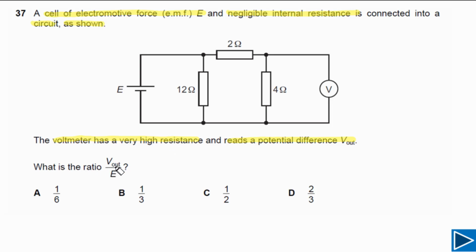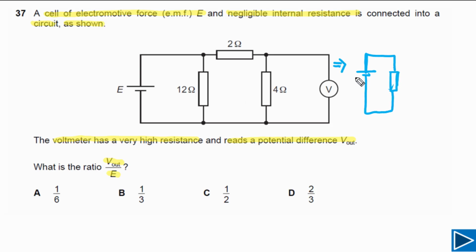We need to find the ratio between V out and E. We can answer this question using different methods. Let me explain using the simplest method. For that purpose, we need to redraw this circuit so you can see a clear picture of it. As you can see, the cell is given and there is one resistor that is connected across this cell.